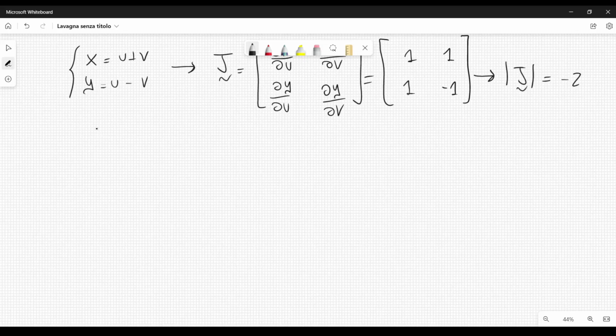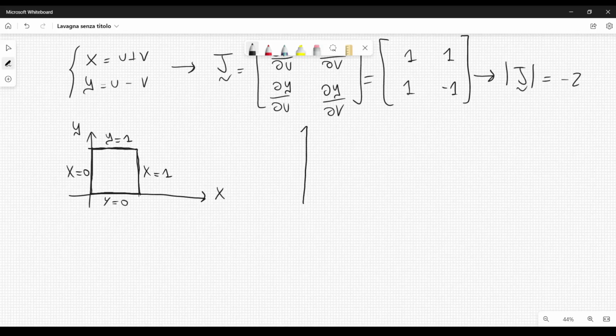Now let's see how the region of integration transforms if we consider the UV plane. This is the XY plane, and as I said, we have this square. We have this side here, which is y equal to 0. Then we have this other side here, which is x equal to 1. And this other portion is y equal to 1. And this one here is just x equal to 0. This region becomes, in the UV plane.